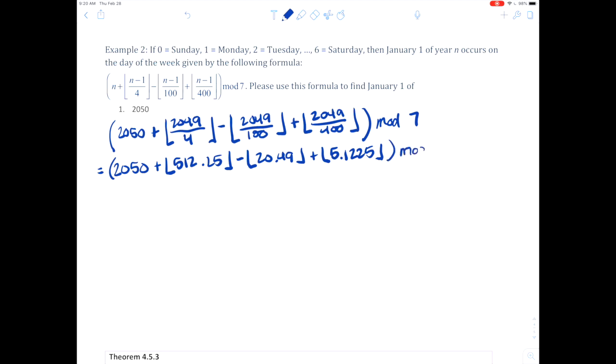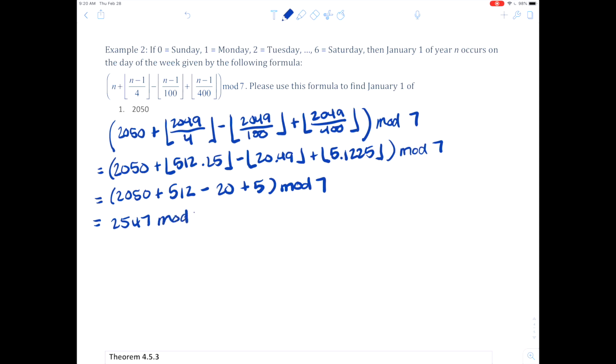And we still have our mod 7 hanging out. Alrighty, well, figuring out the floor parts first, we'll still have this 2050 hanging out. The floor of 512 and a quarter is 512. The floor of 20.49 is 20. And the floor of 5.1225 is 5. And then we got mod 7. Alrighty. Well, when you combine all of these, we get 2547.